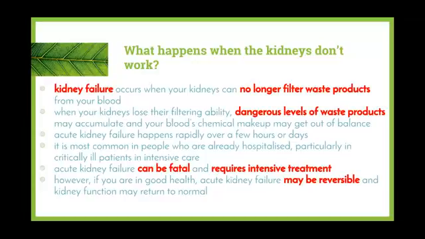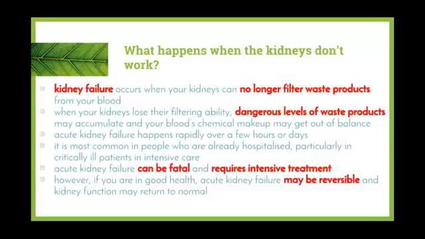Kidney failure occurs when your kidneys can no longer filter the waste products from your blood. So as we've seen, it's extremely important for the kidneys to be able to remove nitrogenous wastes, as well as excess water and excess salts from the body in order to maintain a stable internal environment. When your kidneys lose their filtering ability, dangerous levels of these waste products may accumulate and your blood's chemical makeup may get out of balance.